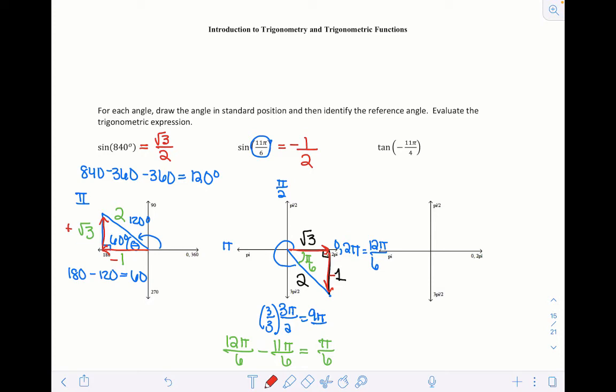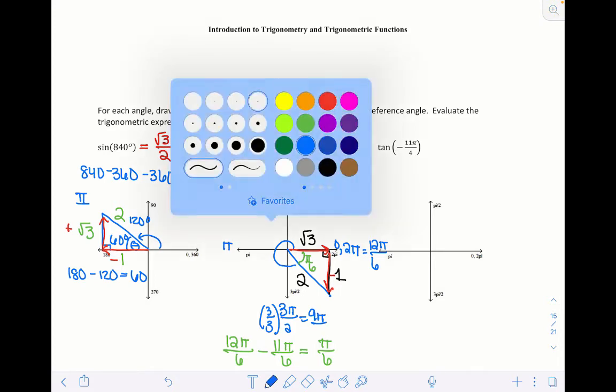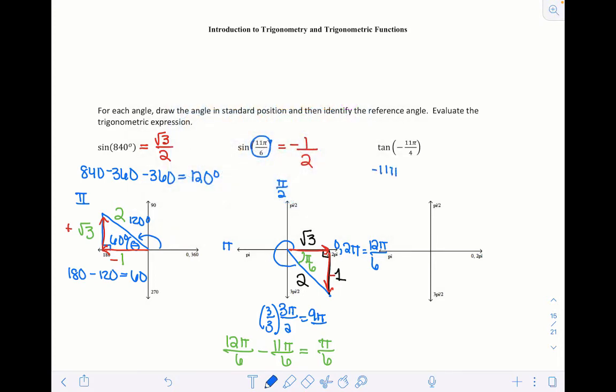Okay, now let's do the same thing for our last one here. Negative 11 pi over 4. So if it's negative, you could convert it right away to positive if you want to. Maybe I'll go ahead and do that instead of trying to rewrite my quadrantal angles here. So let's go ahead and make that positive by adding a full rotation. So I could say negative 11 pi over 4 plus a full rotation is 2 pi. And if I multiply that by 4 over 4, I can rewrite that as 8 pi over 4.